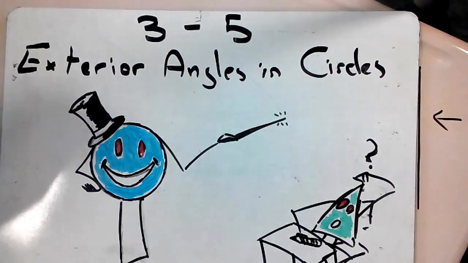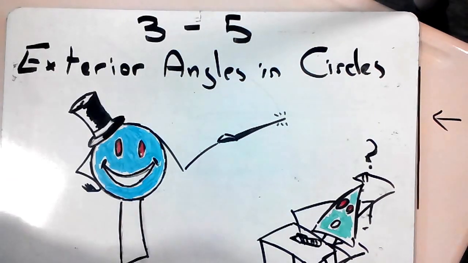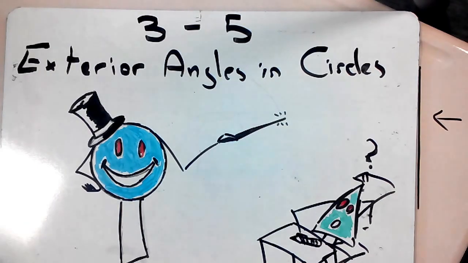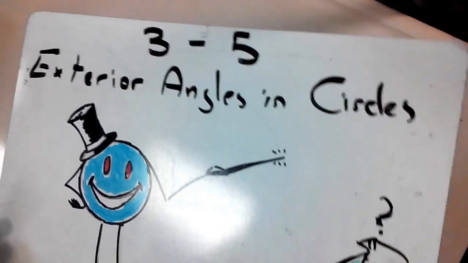Hey guys, okay, we're talking about exterior angles of a circle. All right, this is number 3 of the formulas you need to have memorized for circles. So let's take a look.